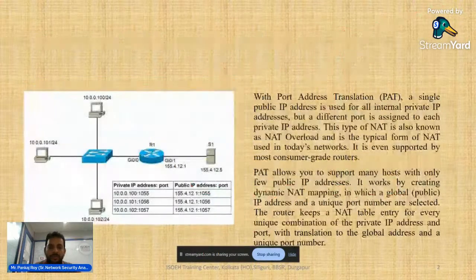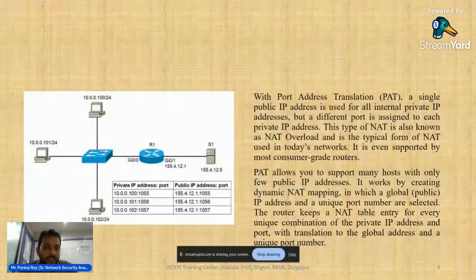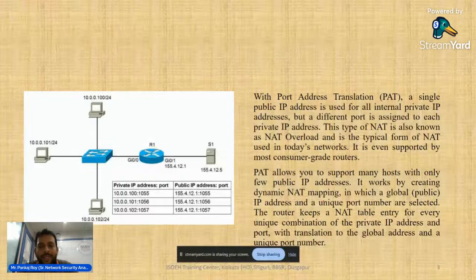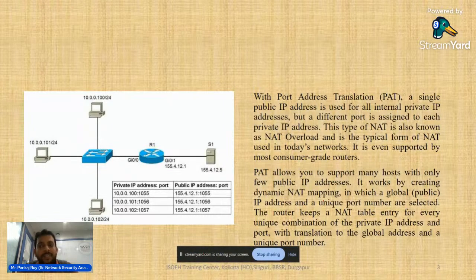Okay, so one of the services is a port service, PAT. Port address translation, that is called PAT. With port address translation, a single public IP address is used for all internal private addresses. Okay, but a different port is assigned to each private IP address. This type of NAT is also known as NAT overload, and it's the typical form of NAT used in today's networks. Okay, so PAT is a port address translator.